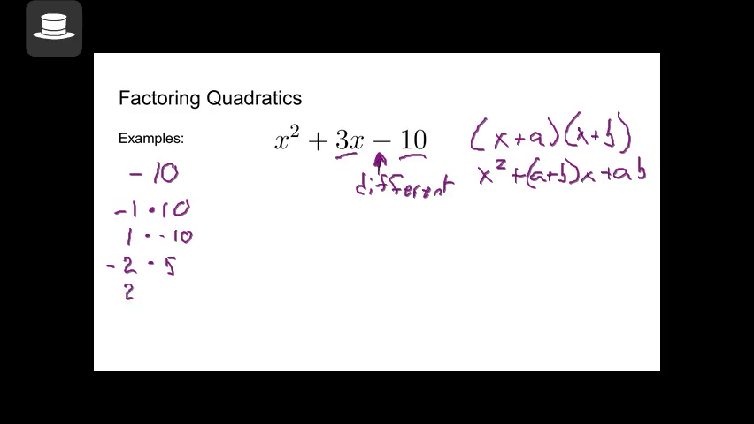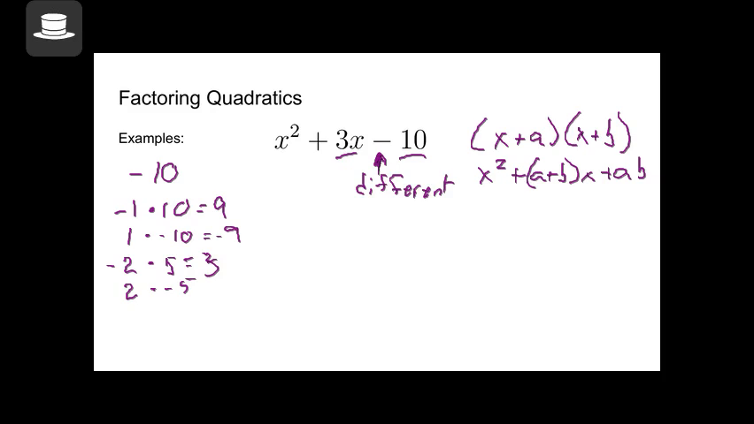Now I want to look through my possibilities and see which one, when I add them together, makes positive 3. If I were to add negative 1 and 10, I would be left with 9. That doesn't do me any good. If I add 1 and negative 10, that leaves me with negative 9. But I have negative 2 and 5. If I add those together, I do get a positive 3. So that would be my choices for a and b.